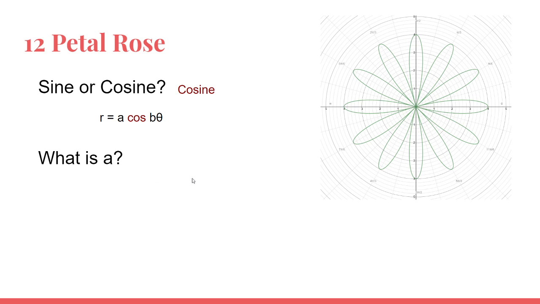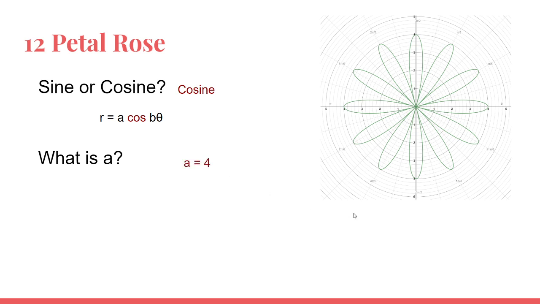Next step, what is a? Same as the previous function we looked at, the 3-petal rosé, a is just how far out the petals extend to. And these petals all extend to r equals 4. That line right, that circle right there, they're touching that. So the a value is 4.